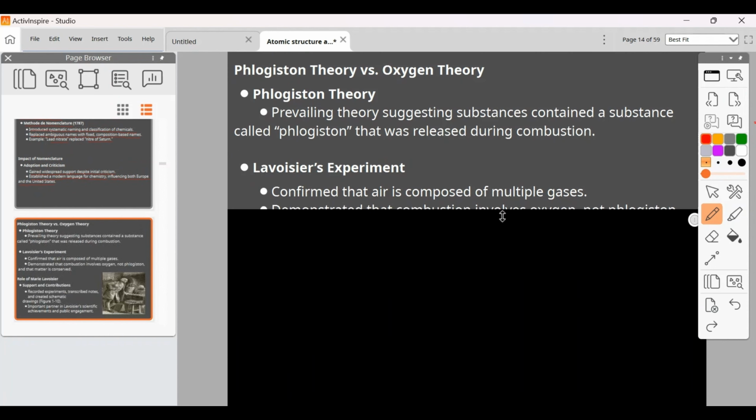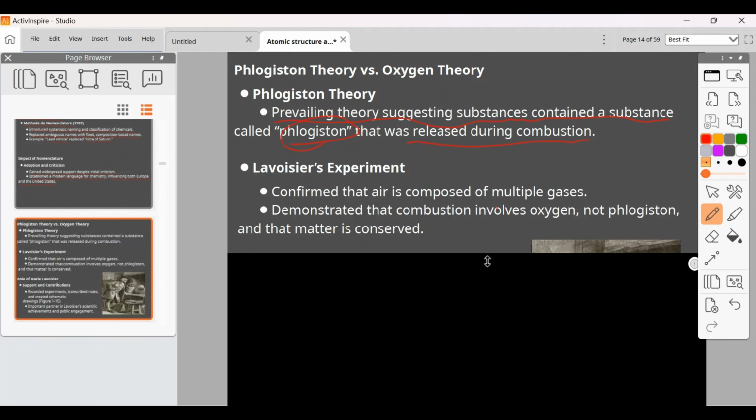The phlogiston theory versus the oxygen theory. Basically, the phlogiston theory was the prevailing theory suggesting that substances contained a substance called phlogiston, and that it was released during combustion. For instance, mercury contains phlogiston. When we burn mercury, this phlogiston substance is released.